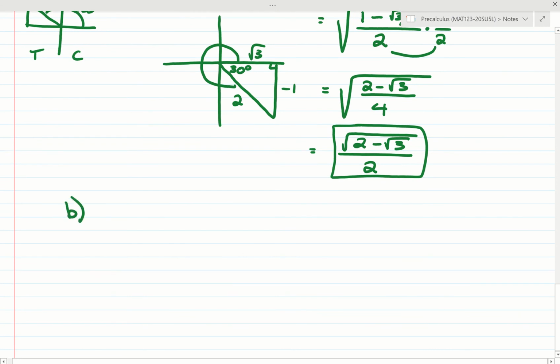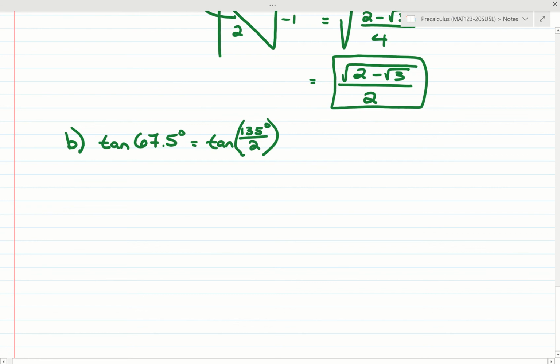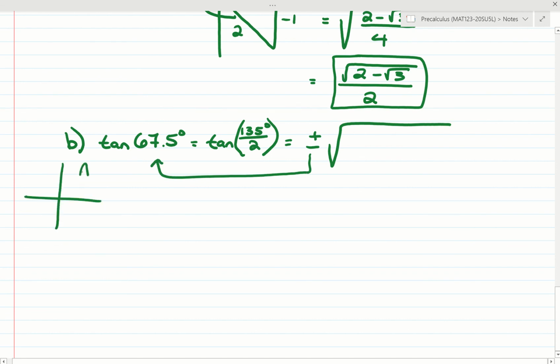Let's try something else. How about the tangent of 67.5 degrees? Well, 67.5 times 2 is 135. That's the angle. If we divide by 2, we'll get 67.5. Let's figure out if this is going to be a positive or negative. And that's going to come from 67.5. That's in quadrant 1. So in quadrant 1, all of the trig values are positive. So we're going to be using the positive sign.